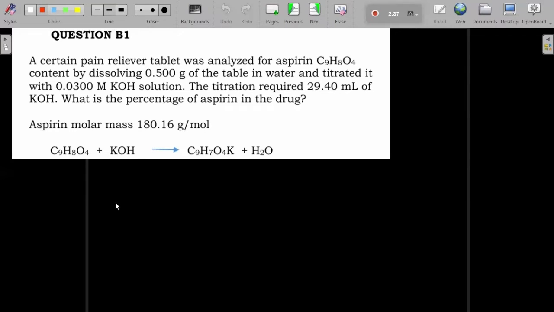All right, so let's solve question B1. Question B1 is on a titration. Okay, so let's read the question.